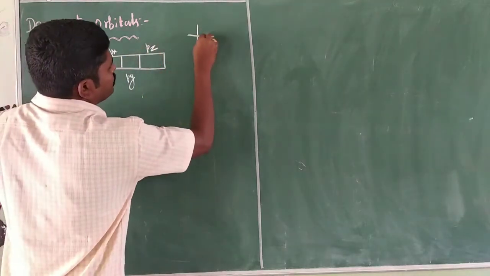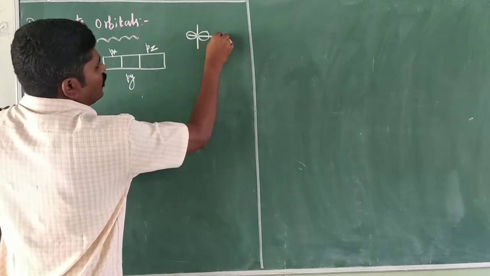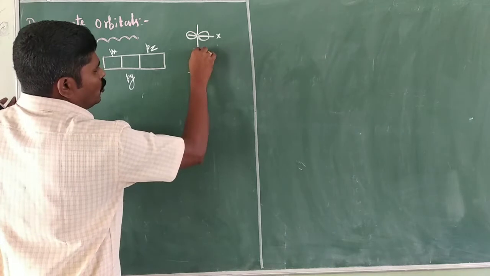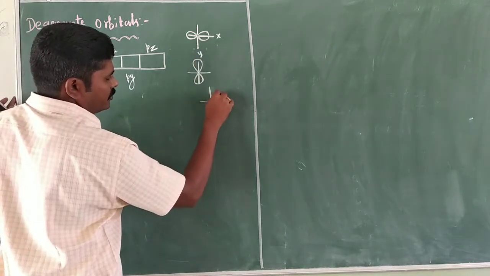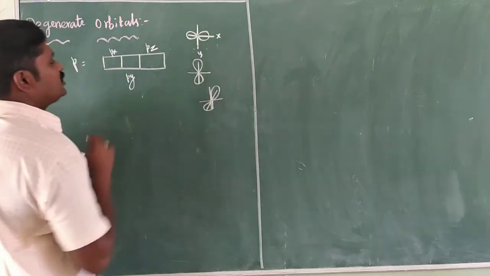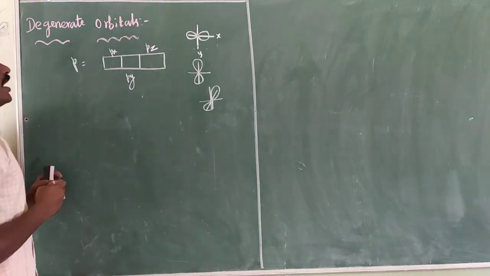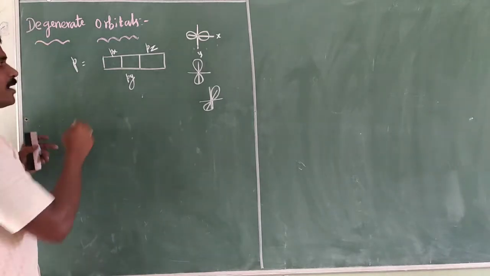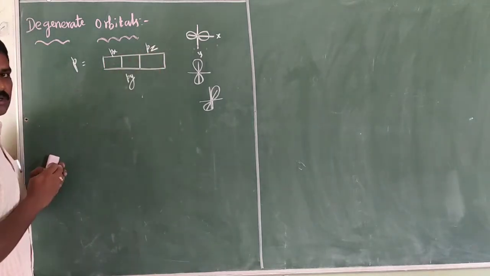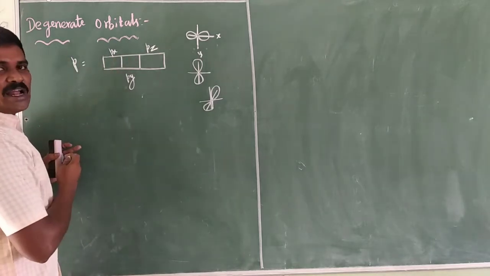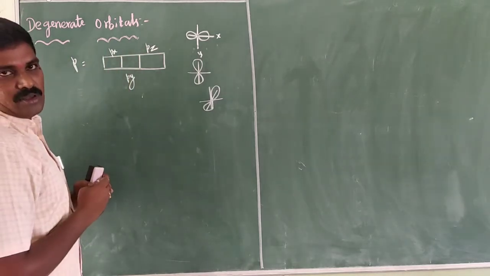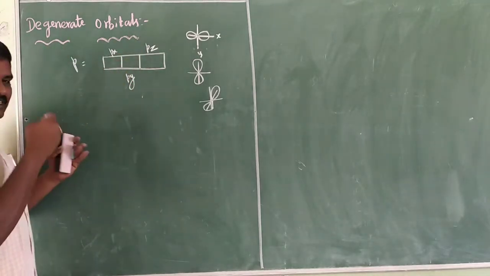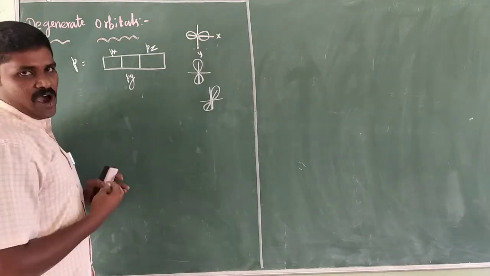So three orientations are possible in p orbitals, namely px, py, and pz. These three orbitals have equal energy. Equal energy orbitals are called degenerate orbitals.